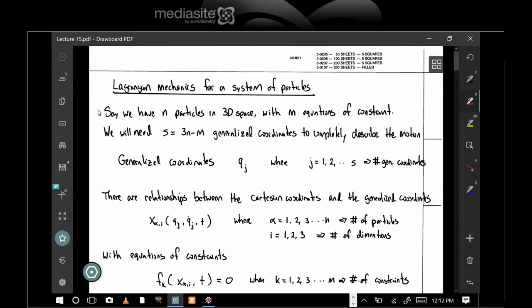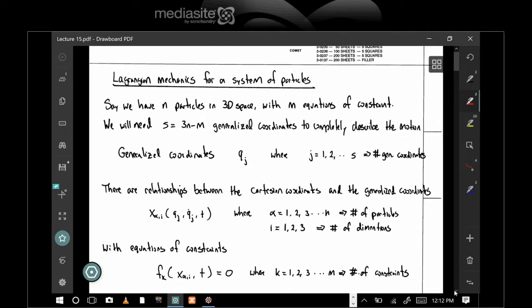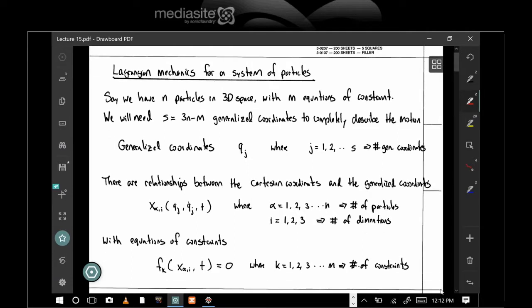So here I want to look at Lagrangian mechanics in a very general context, and say I have a system of n particles in three-dimensional space, and there are m equations of constraint acting on it. Just like we did before, I had one particle and one equation of constraint, but that particle can move in 3 dimensions.